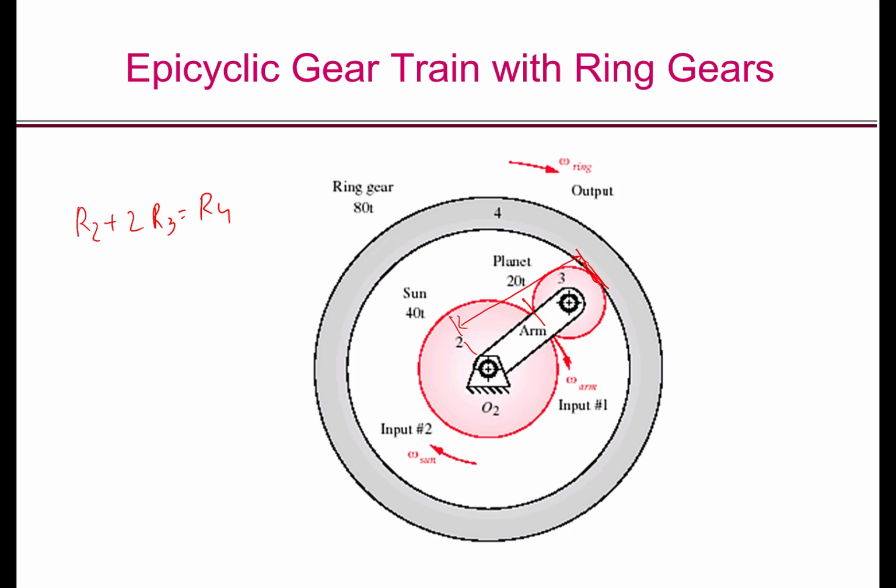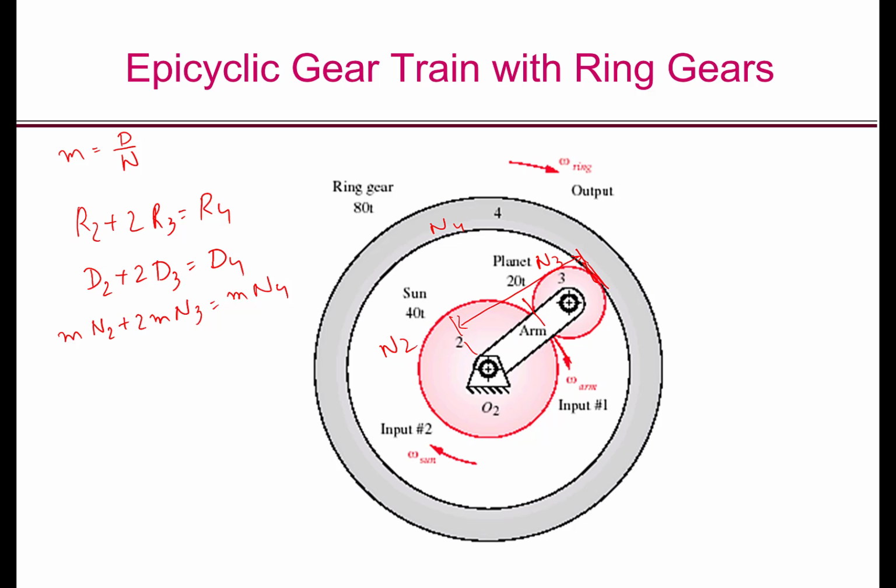So from here we obtain D2 plus 2D3 equal to D4, where D2, D3, D4 are the diameters of the sun, planet and ring gear respectively. Now we know that the module is D by N. So if N2, N3 and N4 are the number of teeth on the sun, planet and ring gear, then M times N2 plus 2M times N3 equals M times N4.